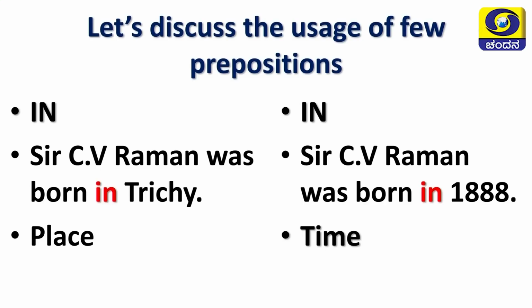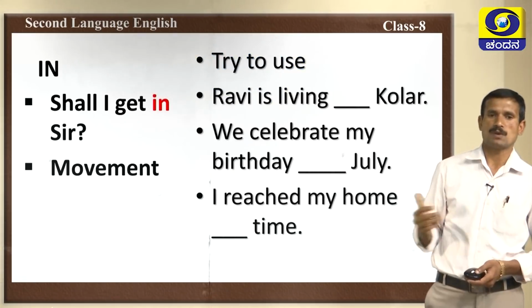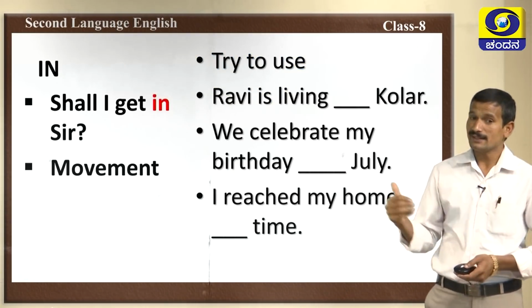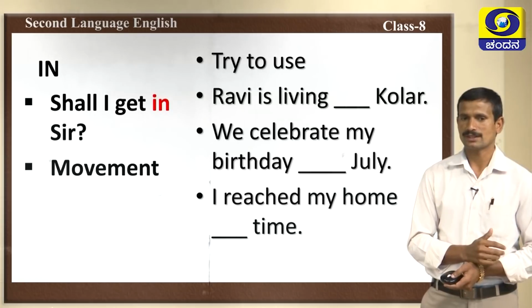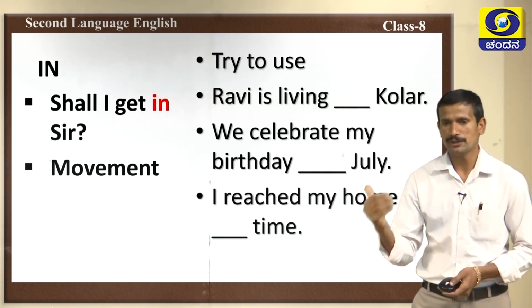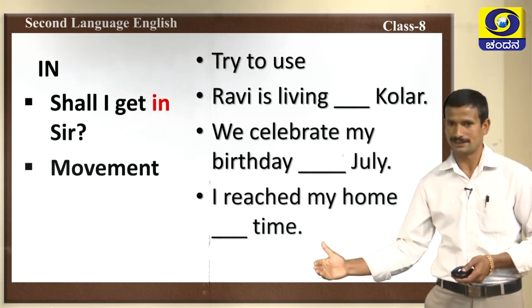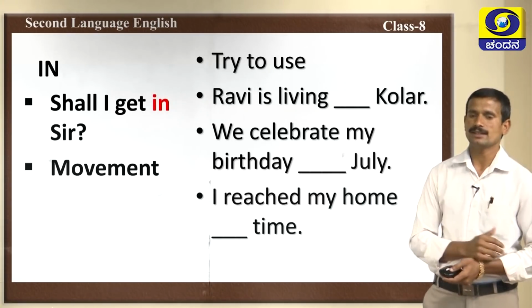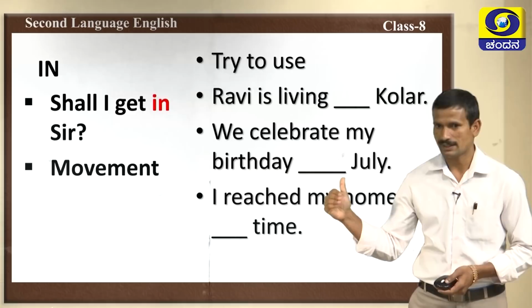Now, the second one. Sir C.V. Raman was born in 1888. 1888 is a year. We have used in. Dear students, you should remember this: if it is a date, we should use on. If it is a year, we should use in only. The next one: Shall I get in, sir? Here is a question, shall I get in? We have used in for movement. Here movement is there, so we can use in.